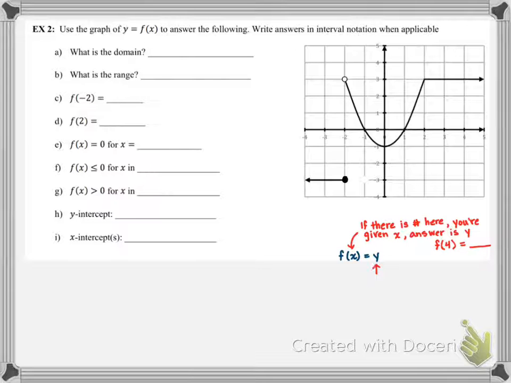If there is a number here, you are given y, and the answer is x. So that looks something like f of x equals 4. So in all of these statements, you want to think of this as kind of like your template, and think about like there's two spots. There's a spot in there for x and there's a spot in there for y. So which number is filled in, x or y? And then that's what you'll find on the graph, and then the corresponding value will be your answer.